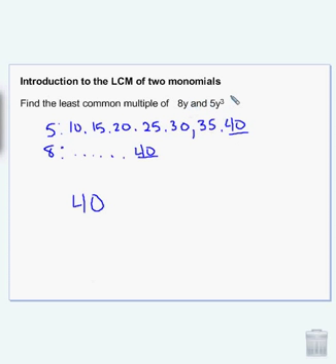I have 1 y and 3 y's. Again, I'm going to choose the larger variable exponent. So my least common multiple is 40y to the third.